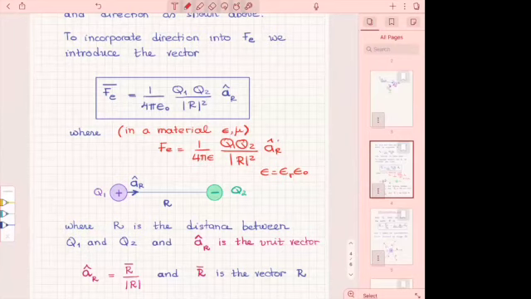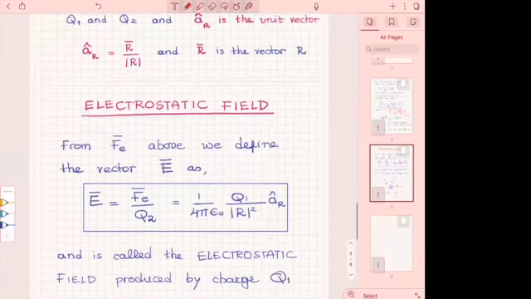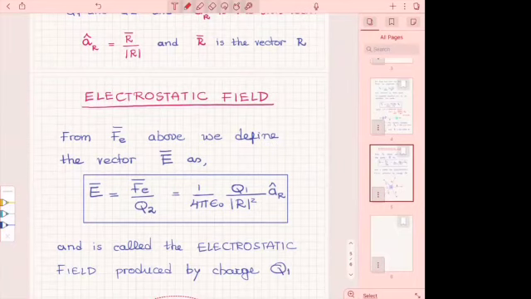If you solve a problem and find the force, then from there you find the electric field by dividing the force. So the electrostatic field that is created by charge Q1 here is practically the electrostatic force divided by the other charge Q2. All right, you remember that. That's how we define the electrostatic field. These are the fundamental things that you have seen in physics before.